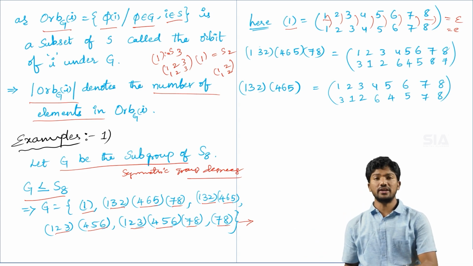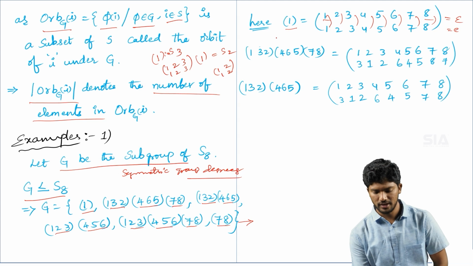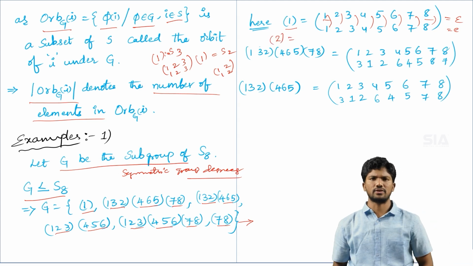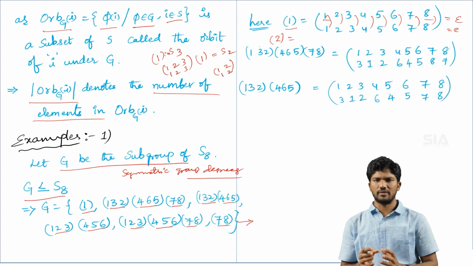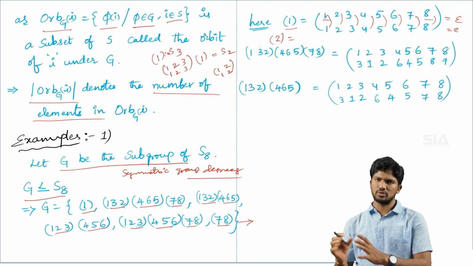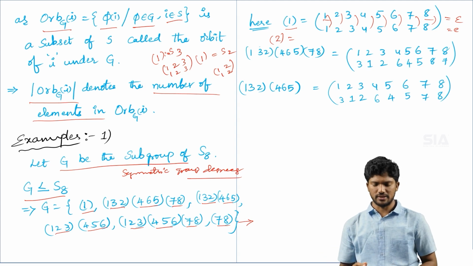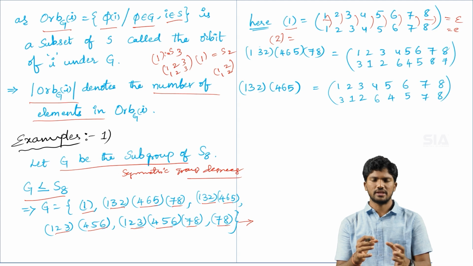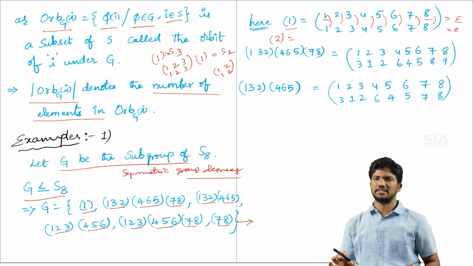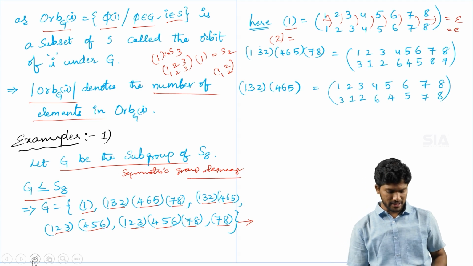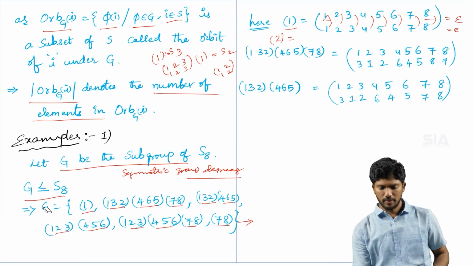Or else, if you have 2 in place of 1, you will again get the same identity permutation only. For 1, 1; for 2, 2; for 3, 3; and so on. That is the representation. If you write only 3, that also gives the same permutation. So those are the representations of the identity permutation.